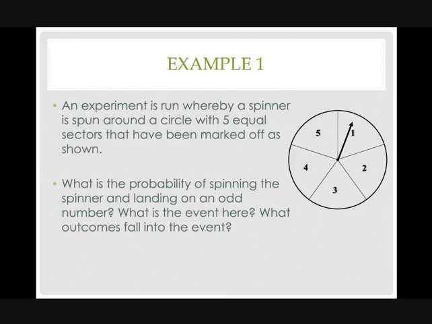Example 1. An experiment is run whereby a spinner is spun around a circle with 5 equal sectors that have been marked off as shown. What's the probability of spinning the spinner and landing on an odd number? What is the event here? What outcomes fall into the event? Well, the probability of odd is 3/5, or 0.6, or 60%.